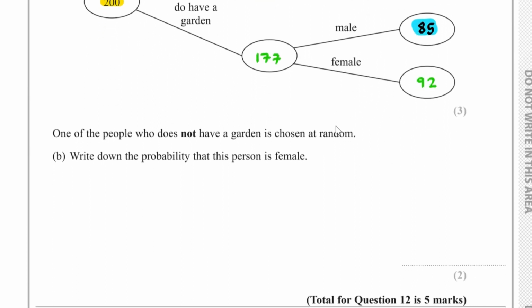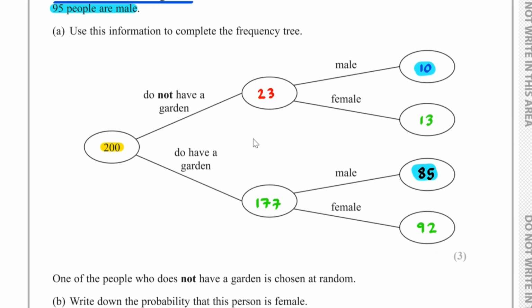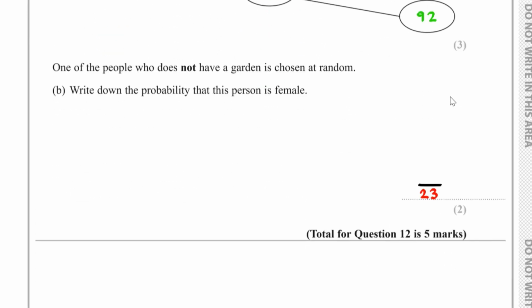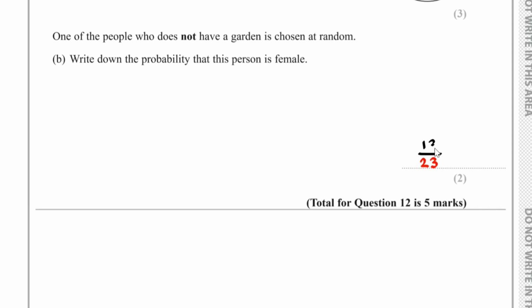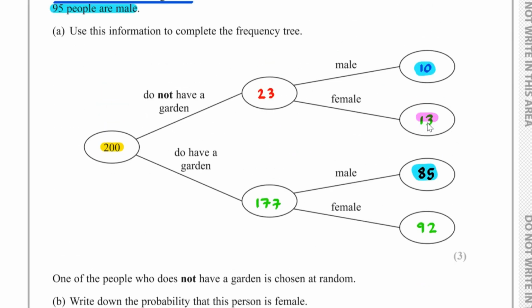Then for part B, one of the people who do not have a garden is chosen at random. We have to write down the probability that this person is female. Well, how many people do not have a garden? Well, we know from the question that's 23. And of these 23, how many are female? Well, we've got 13 of them. So the probability is equal to 13 over 23.